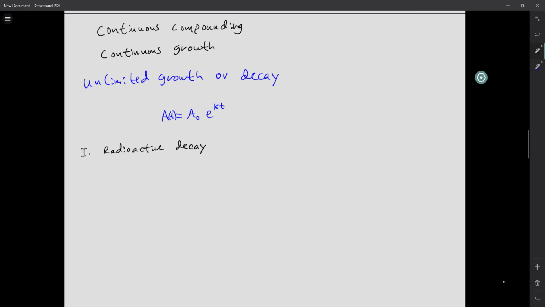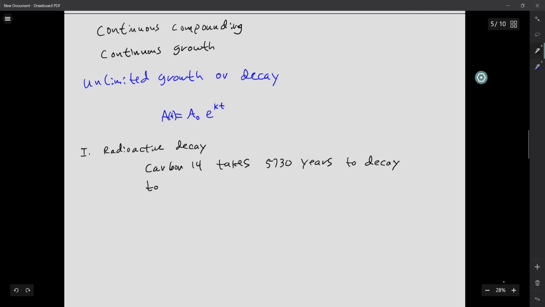Next, as an example, we can talk about carbon dating. Let's see, carbon-14 takes how long? 5,730 years to decay to half its value, or amount, I should say. This is called the half-life here.